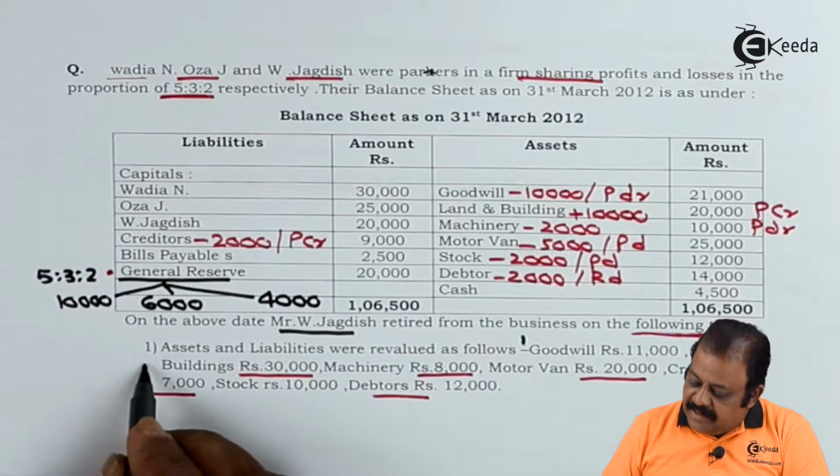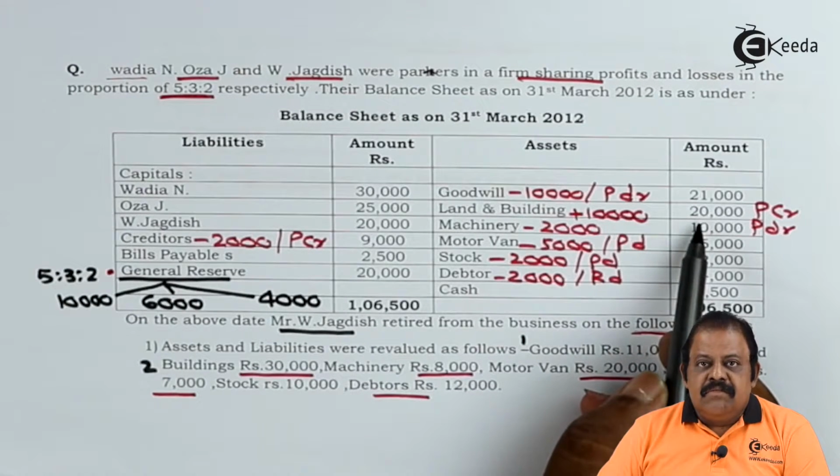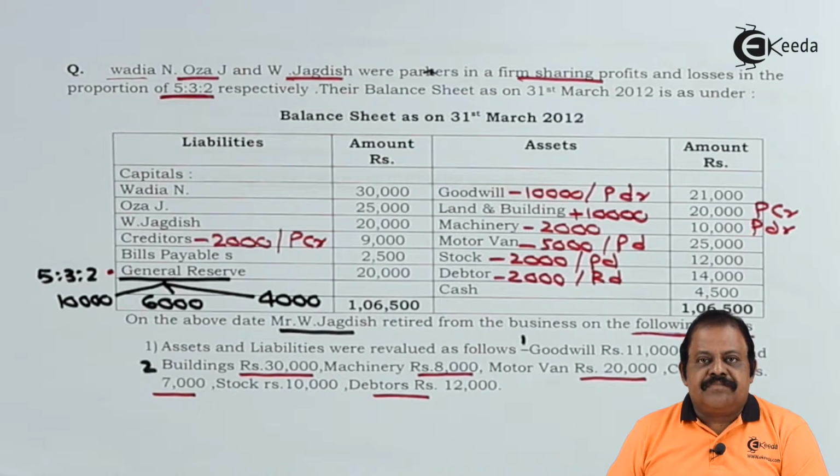Second, land and building new value 30,000. Land and building book value is 20,000, so it has gone up by 10,000.